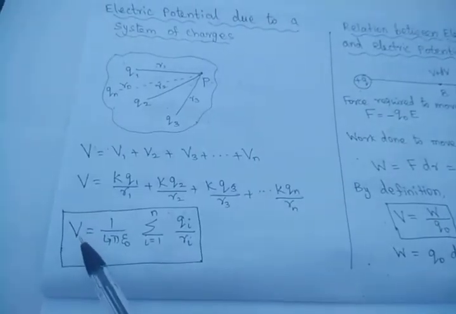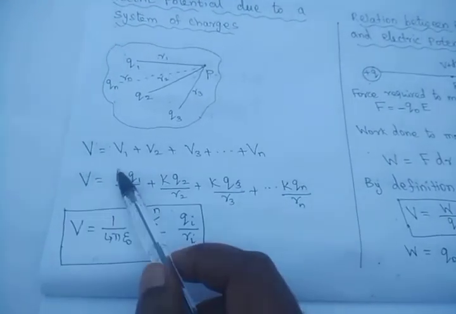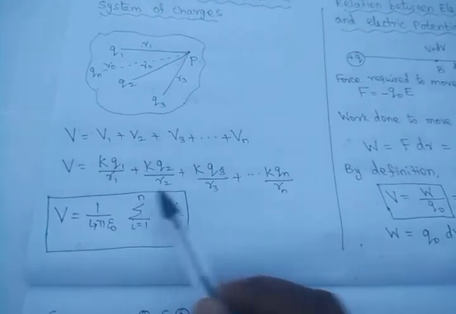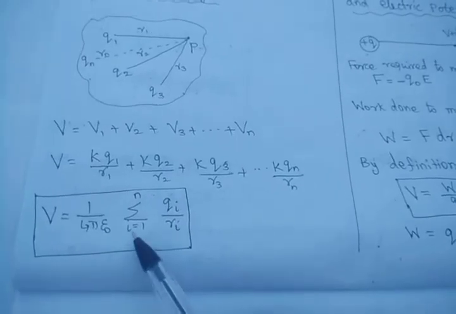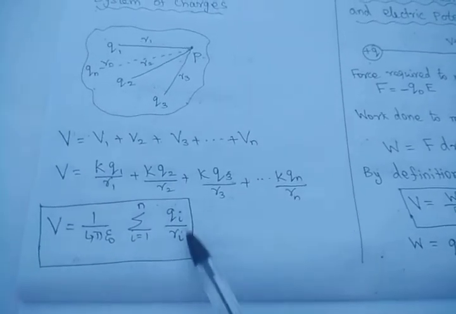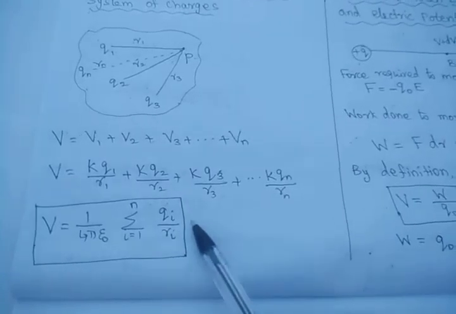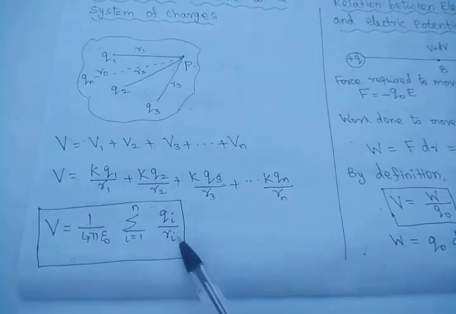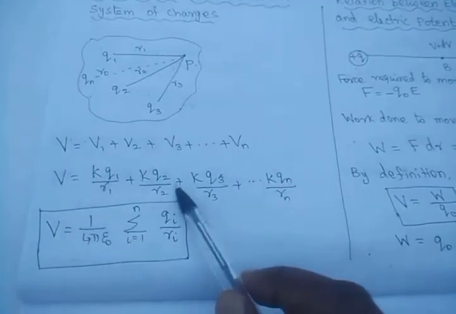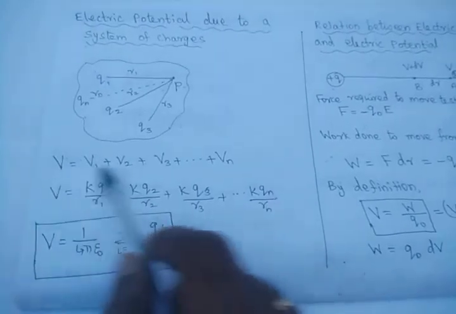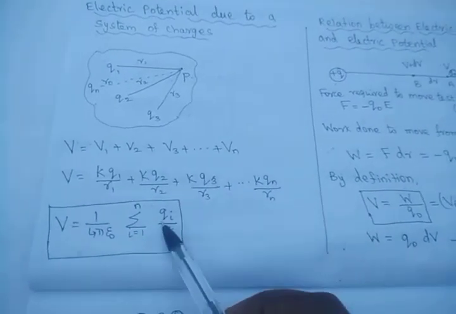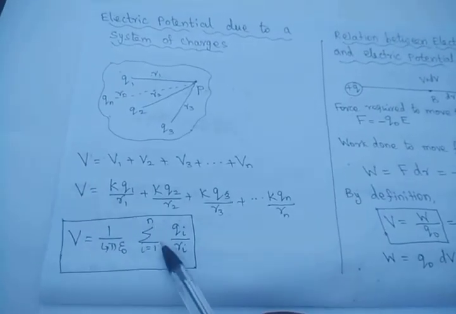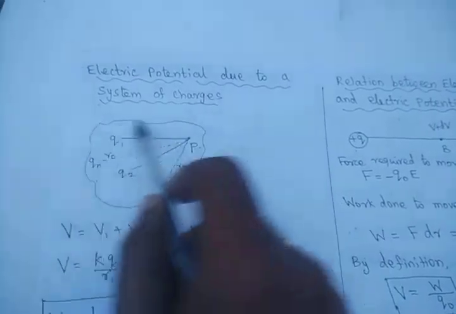So simply we can write that in general, V is equal to 1 by 4 pi, instead of K we substitute 1 by 4 pi epsilon naught, the summation of i is equal to 1 to n, Qi by Ri. That means first you have to put i as 1, that is Q1 by R1, summation denotes plus. Again you have to substitute i is equal to 2, Q2 by R2, then the summation denotes plus. Likewise. So this entire big equation can be simplified in general form. We can write in this form also. So this is the equation for electric potential for the system of charges.